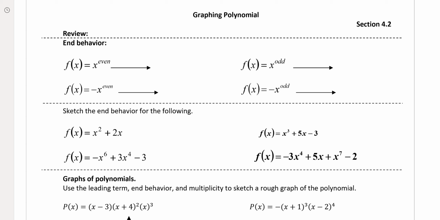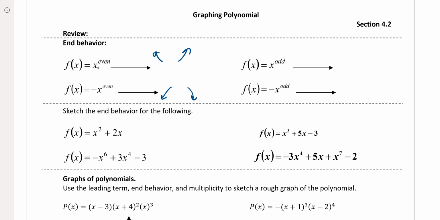This video is about graphing polynomials. Before we get into graphing, let's go over a little bit of a review. For our polynomials, if you remember, we have end behavior. If a function's even, then we know at the ends it's going to look like this. And if it has a negative leading coefficient, it will look like this.